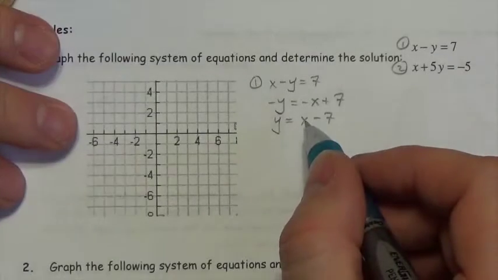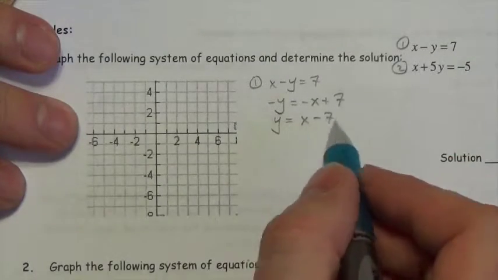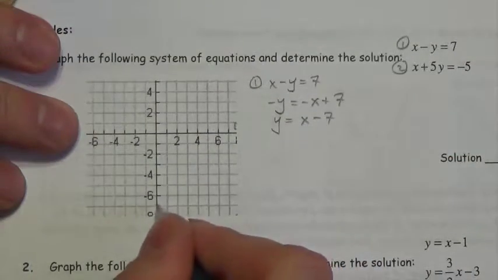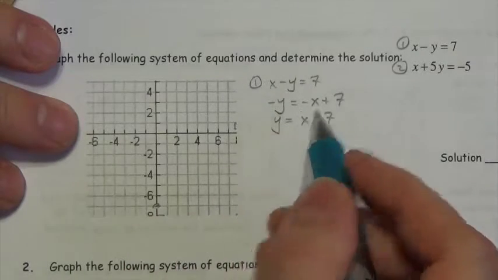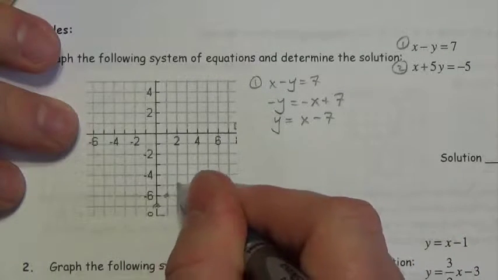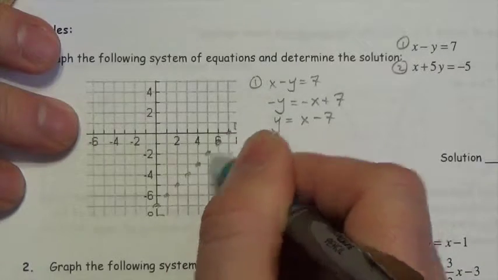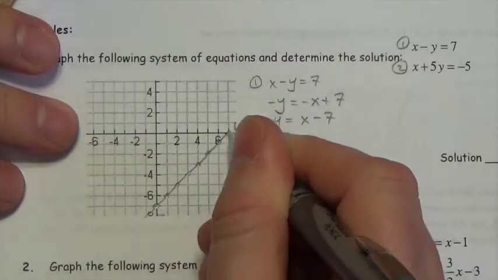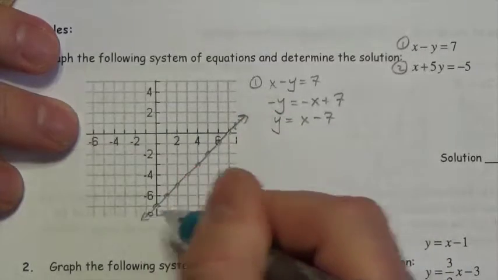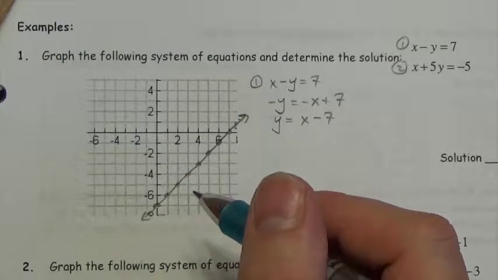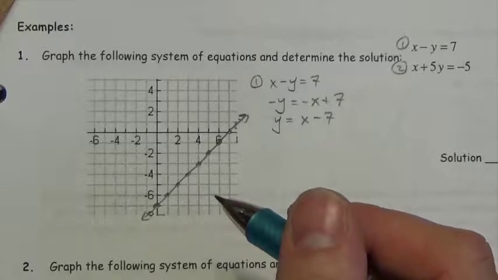So what does that look like? Well, that's a line with a y-intercept of negative 7, down here, and a slope of positive 1. So it's going to go up 1 over 1, up 1 over 1. I'm just going to identify all those points, and then we'll draw a line through, and I'll indicate that we've gone off the edge there.